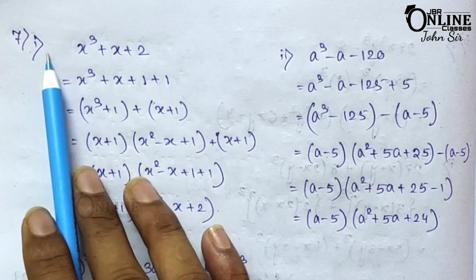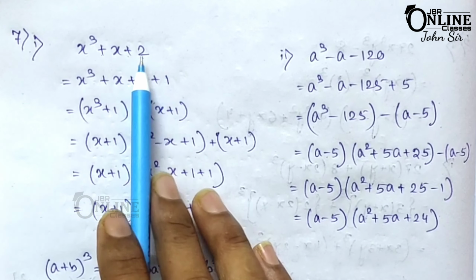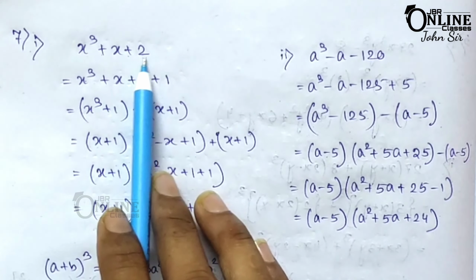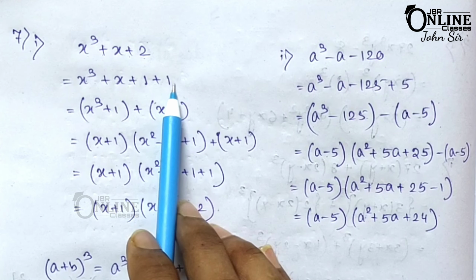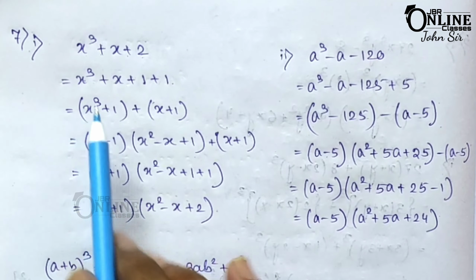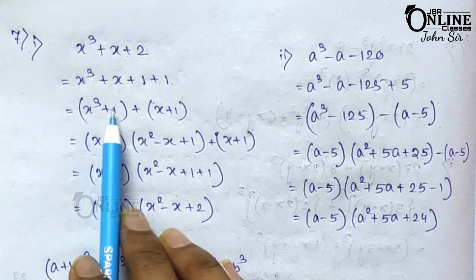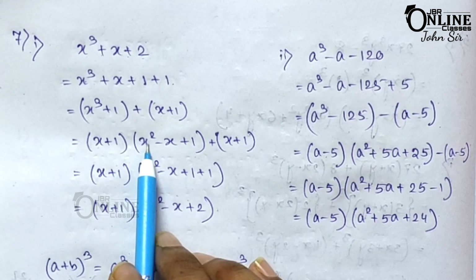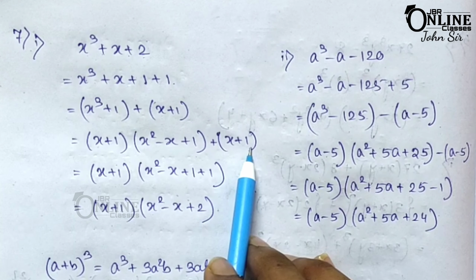So here 7.1, x cube plus x plus 2. Now you have to factorize this one. So here x cube plus x, and here 2. You can write 2 as 1 plus 1. Then x cube and 1 make a pair, and x plus 1 make another pair. Now here x cube plus 1, you can easily apply the formula a cube plus b cube. The formula is a plus b, then a square minus ab plus b square, and the rest of the part, x plus 1, will be there.